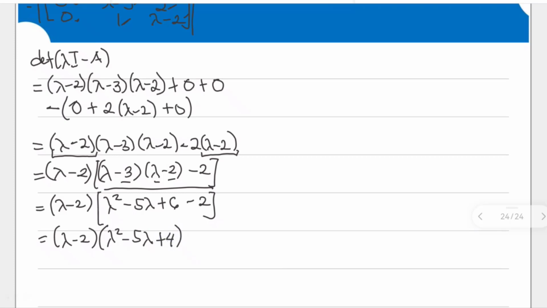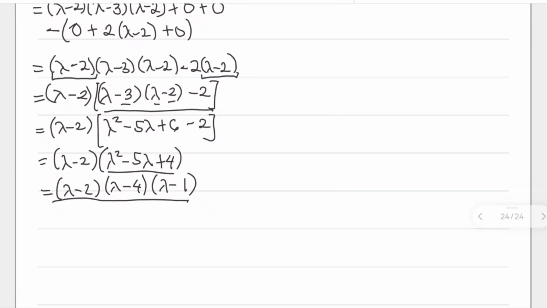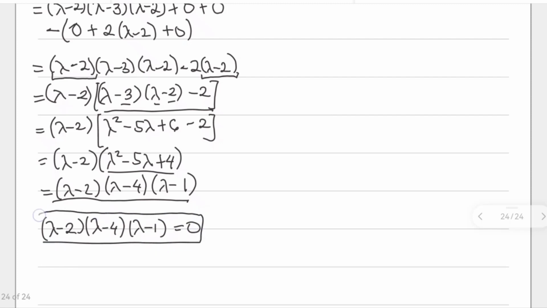And then we can factor out this trinomial here. So you have lambda minus 2, and the factors for that are lambda minus 4 and lambda minus 1. Once we reach this, this would be our characteristic polynomial for this given matrix A. And if we equate this to 0, we'll have lambda minus 2 times lambda minus 4 times lambda minus 1 equal to 0. This is our characteristic equation for matrix A here.